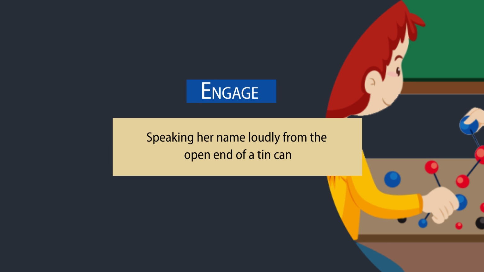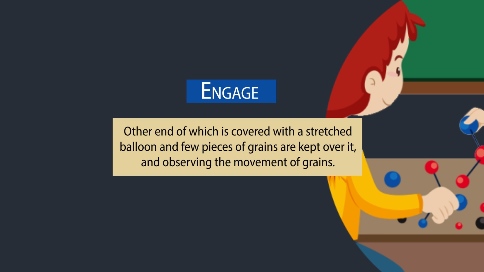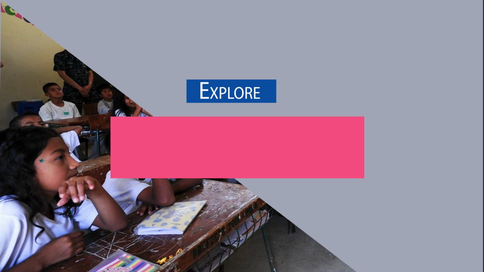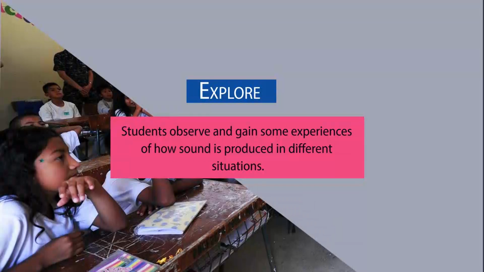Watching carefully a video film on different musical instruments to know how these are played. Speaking her name loudly from the open end of a tin can, the other end of which is covered with a stretched balloon and a few pieces of grains are kept over it, and observing the movement of grains. Explore. Let us see what is done so that the students explore the activity. Students observe and gain some experiences of how sound is produced in different situations.